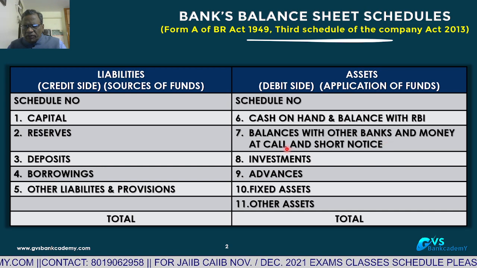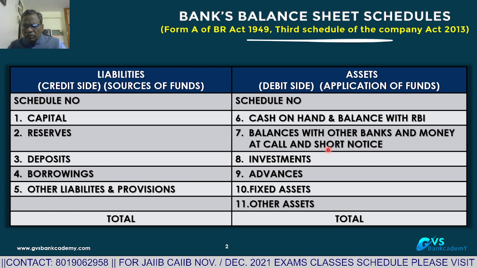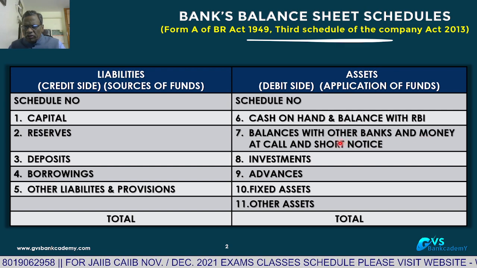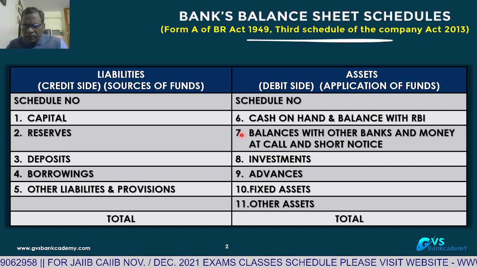Money at call means overnight. Short notice means up to notice money, 2 to 14 days. Term money is 15 days to 1 year. All will come under balances with other banks. Money market borrowings also will come under schedule number 7.